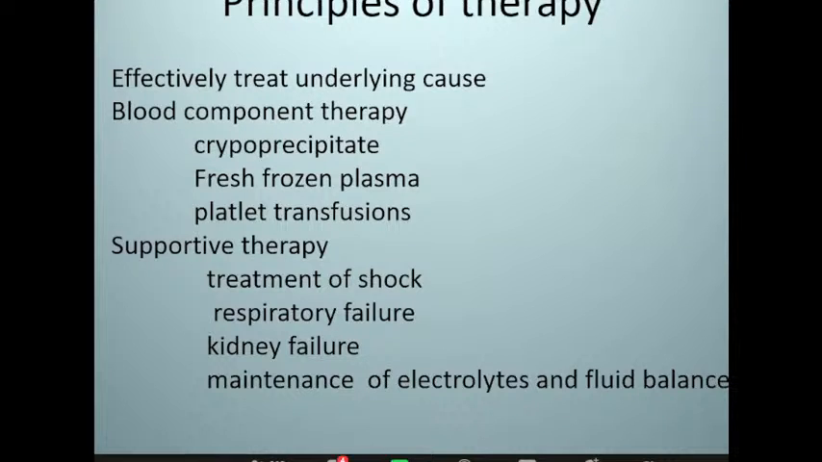Accompanying renal failure is a frequent finding in patients with severe infections and also in other causes of DIC. So they may require dialysis as well to support them. And we have to maintain their electrolytes and fluid balance.